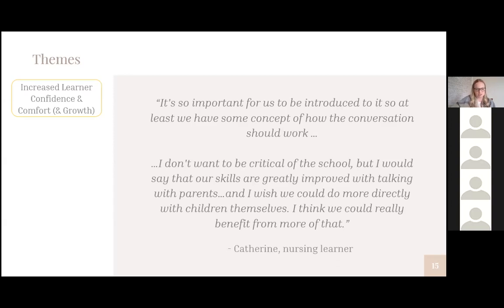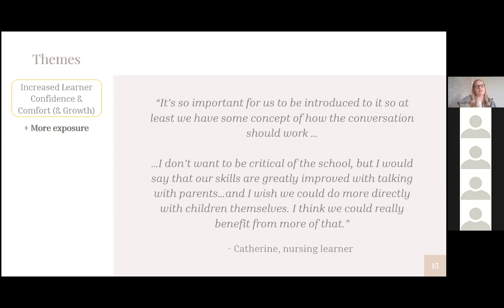So Catherine, a nursing learner, even mentioned it here by saying it's important for us to be introduced to these. And she did add, I don't want to be critical of the school, but I would say that our skills are greatly improved with talking with parents. And I wish we could be doing more directly with children themselves. I think we could really benefit from more of that. So that kind of echoed what Ethan had said as well, of just wanting more experience. And that was a sub-theme that emerged from this.